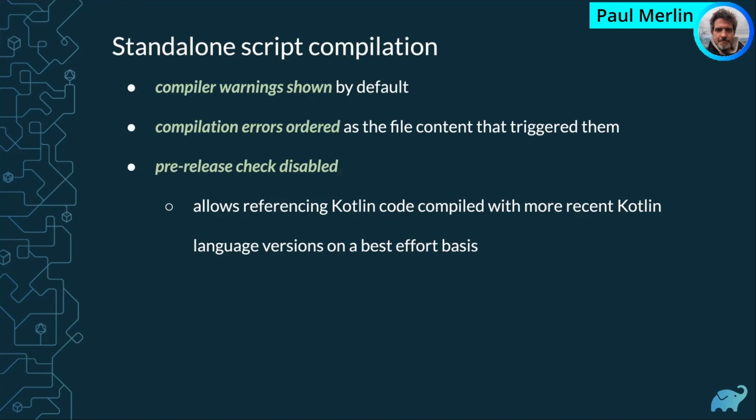Compilation errors, when they happen, are now reported in order of the file content that triggered them. And we also made a subtle change to disable the Kotlin compiler pre-release check. Disabling that check allows referencing Kotlin code, for example a plugin, that was compiled with a more recent Kotlin language version. Of course, if the plugin uses language features that are not available yet in the Kotlin embedded by Gradle, things will most probably fail compiling. But at least we can support the use cases on a best effort basis, and it was asked by the community many times, so it's a good thing.